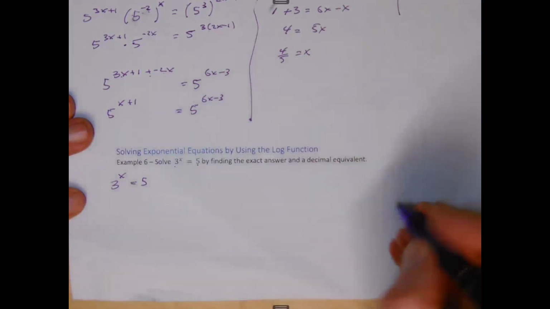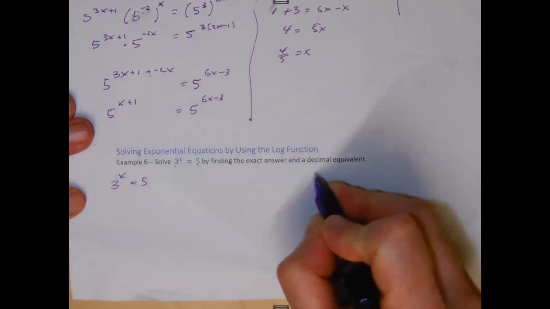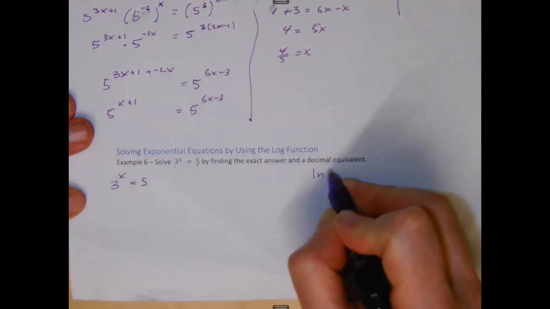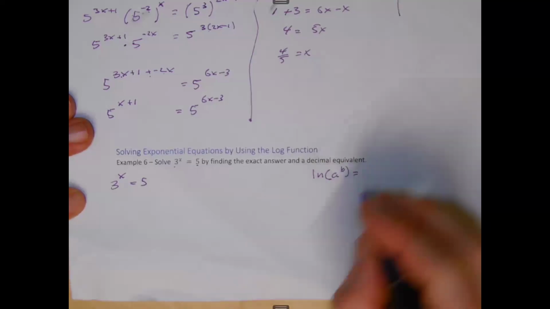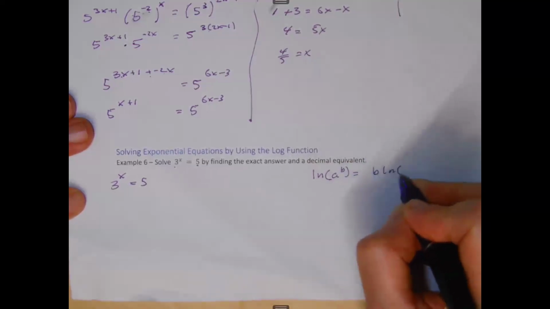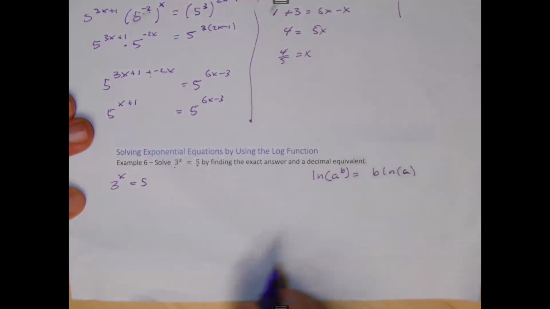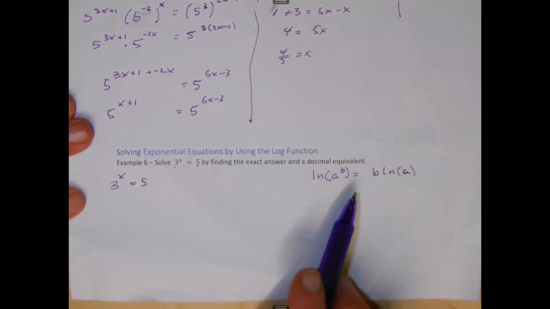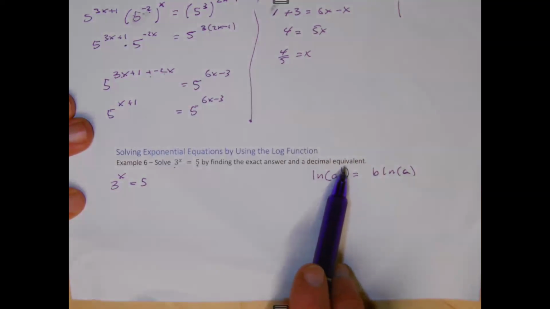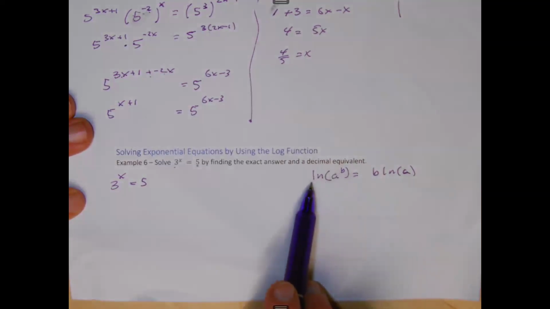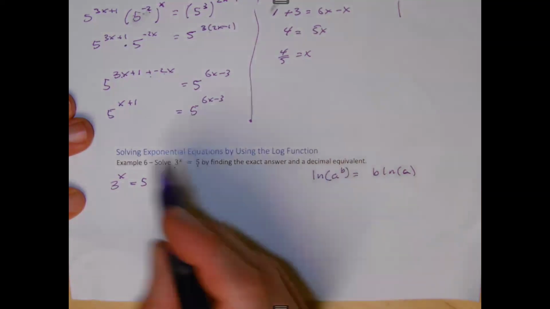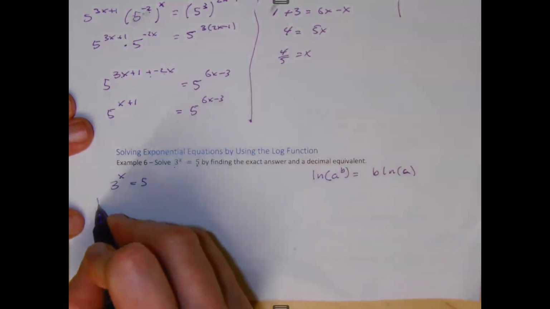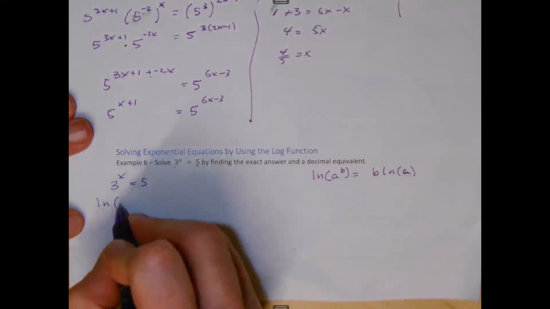Well, what I do have is this rule that says, look, if I have natural log of, say, a to the b, this is equivalent to b natural log of a. That's the power rule of logs. In other words, if I have an exponent here, but I have a log, I can bring that exponent down. So the approach here will be the following. I'm going to take the natural log of both sides.